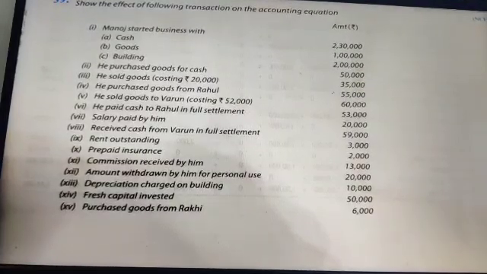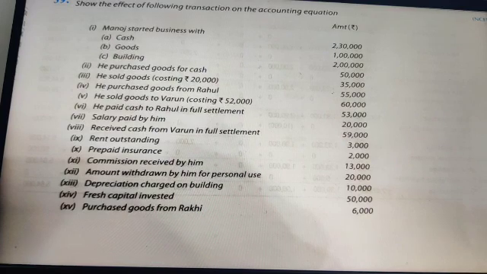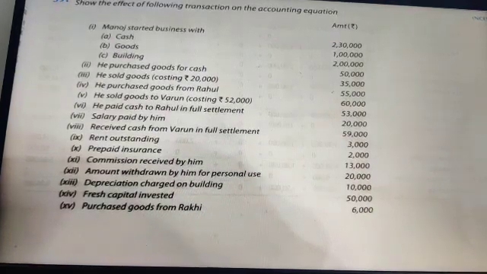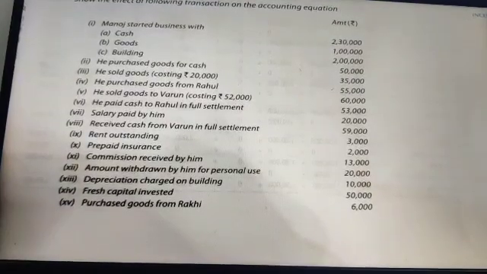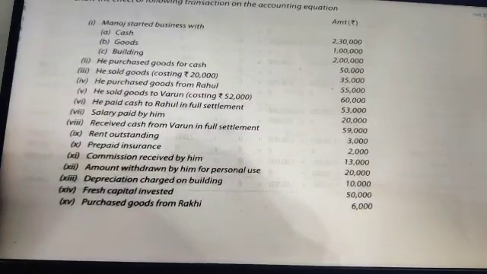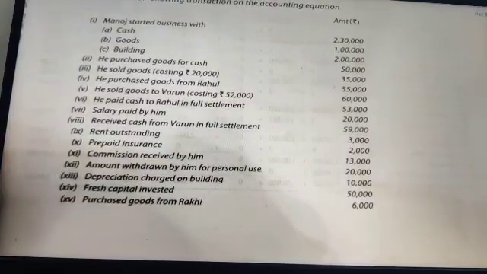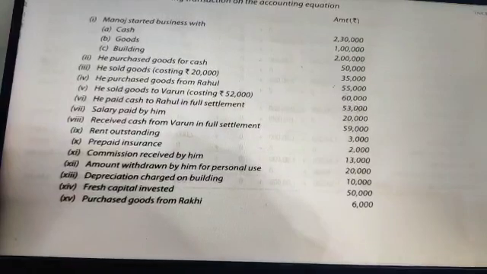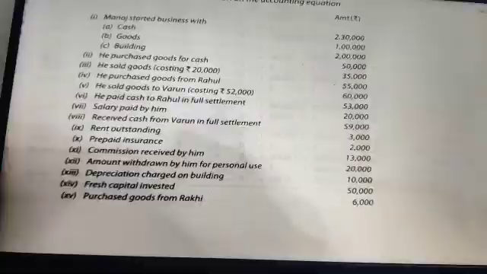Whenever we are going to read a question, we are going to firstly see whether any amount related to Varun has been shown later on. If not, then that whole transaction is on cash basis. If yes, then that whole transaction is on credit basis for the time being. Now, he sold goods to Varun costing rupees 52,000 at rupees 60,000. What we are presuming over here is 52,000 is the cost of the goods and 60,000 is the amount at which it has been settled.